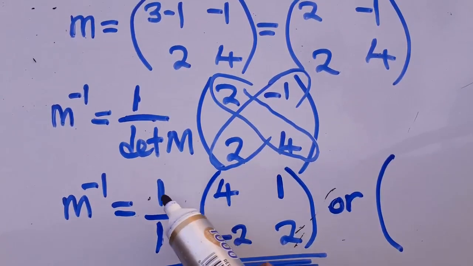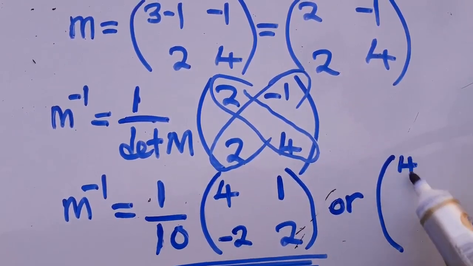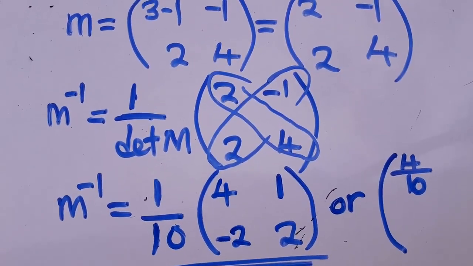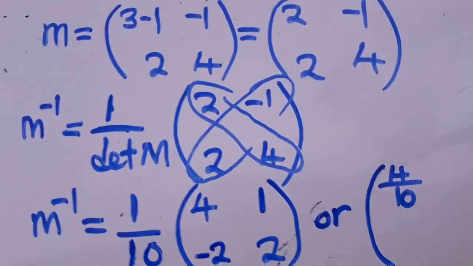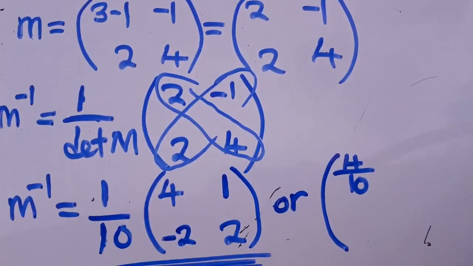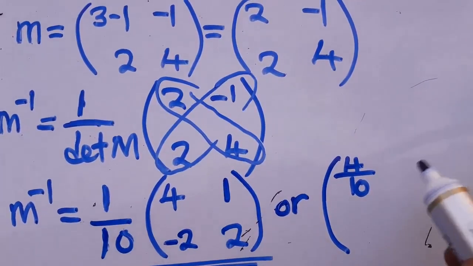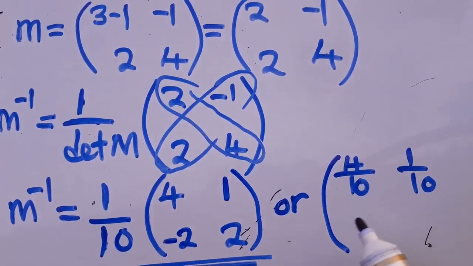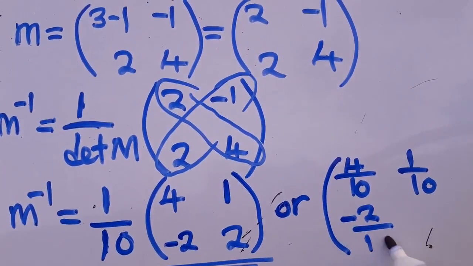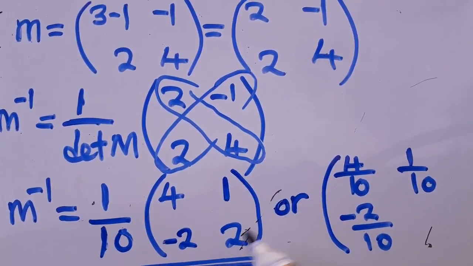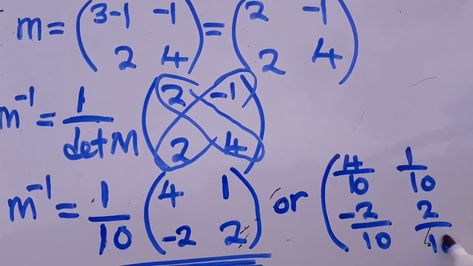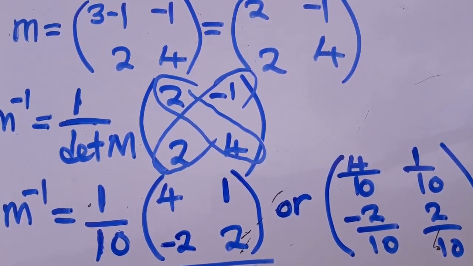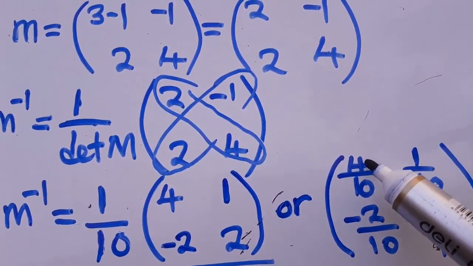You start multiplying. What is 1 times 4? You say 4 over 10. Then what is 1 times 1? 1 times 1, it is 1 over 10. 1 times negative 2, it's negative 2 over 10. 1 times 2, it is 2 over 10, like that. So you can leave it there. But leaving it here now, you know that there is a number which can go into 4 and 10.